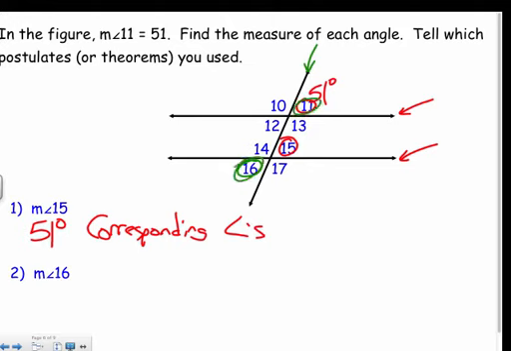They're on alternate sides of the transversal. They're outside, or exterior, of the parallels. So I know that they're congruent, right? Because they are alternate exterior angles. And I like to abbreviate.